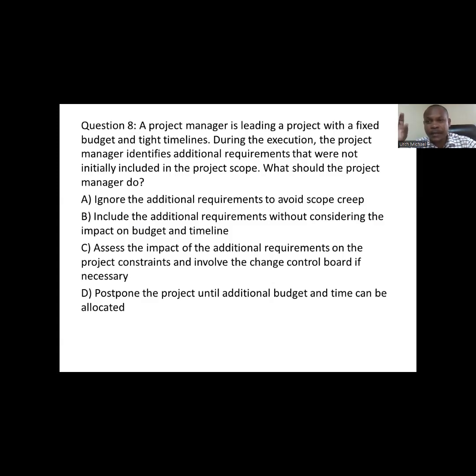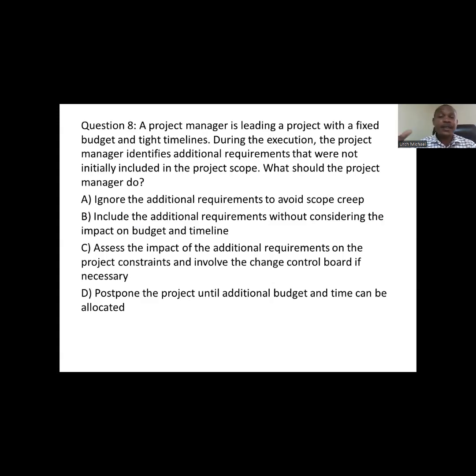The budget is fixed. It means it's baselined. You cannot add more money. And the timeline is tight. You cannot extend the time. That's what it means. So during the execution, the project manager identifies additional requirements that were not initially included in the project scope. Okay, what should the project manager do?